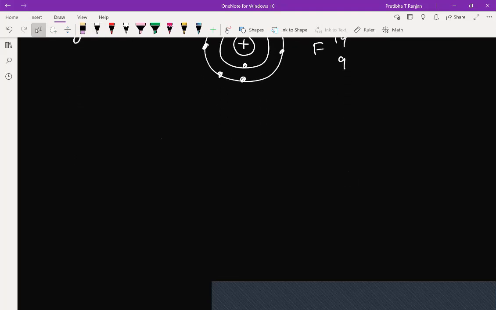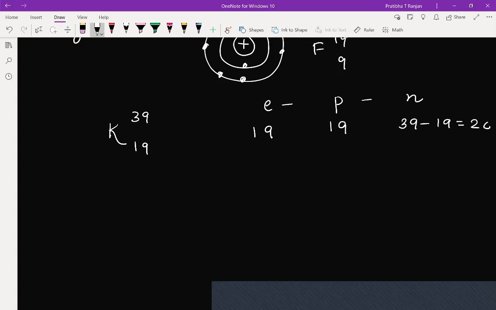Let's take one more example. Should we take potassium, K? So K is 39 and 19, right? Same way, write it: electron, proton, and neutron. Since the proton is 19, in the neutral state the electron will also be 19, and the neutron will be 39 minus 19, that is 20, right?